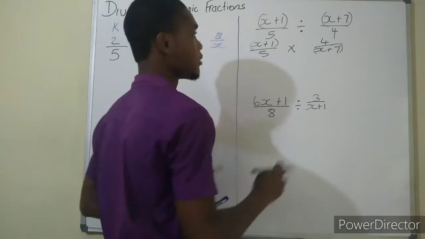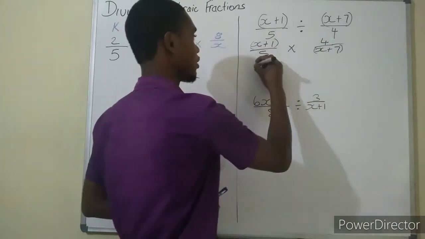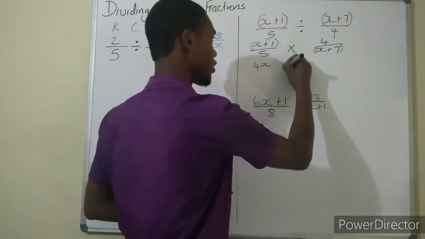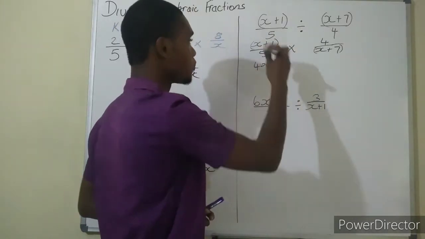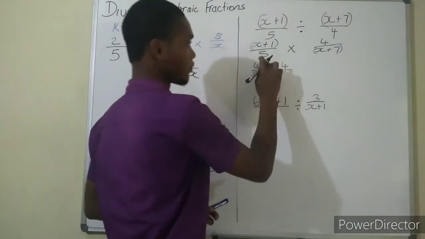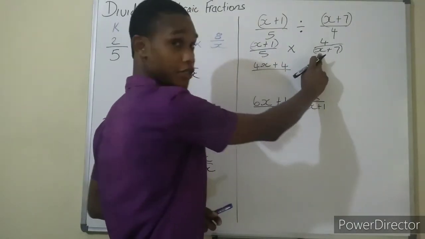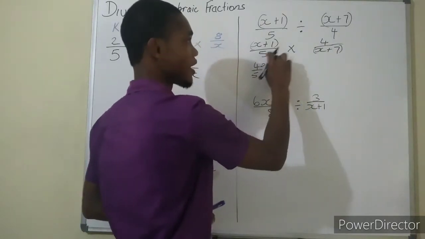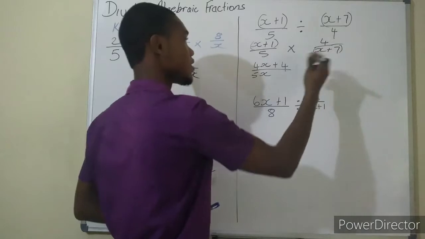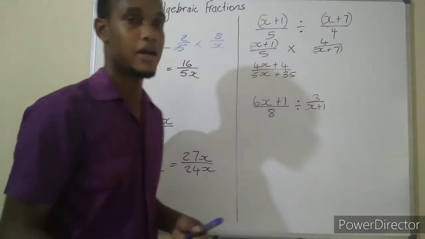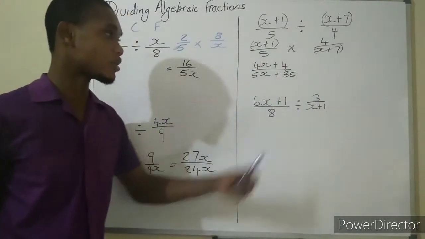So 4 times what's in the bracket. So it's 4 times x gives you 4x. 4 times 1 gives you 4. Whatever sign is between, you put it back. So it's a plus. So it's 4x plus 4 over 5 times the first thing in your bracket. So 5 times x gives you 5x. 5 times positive 7 gives you 35. And that's that.